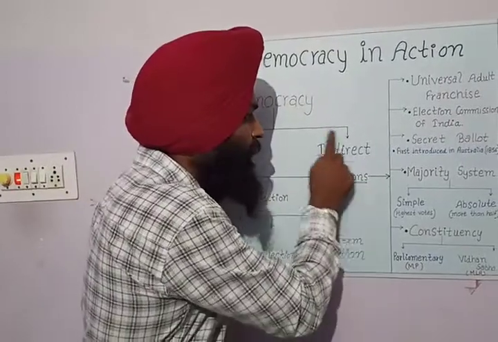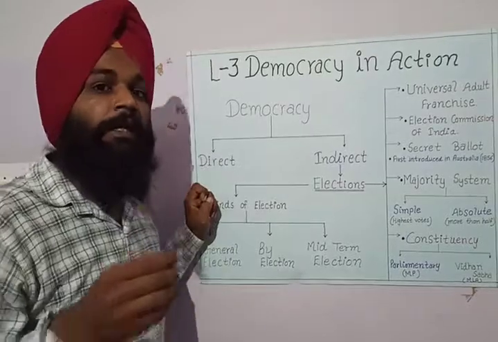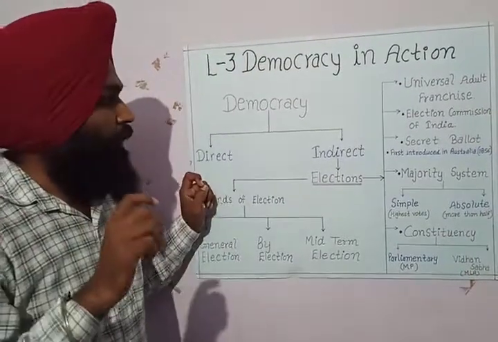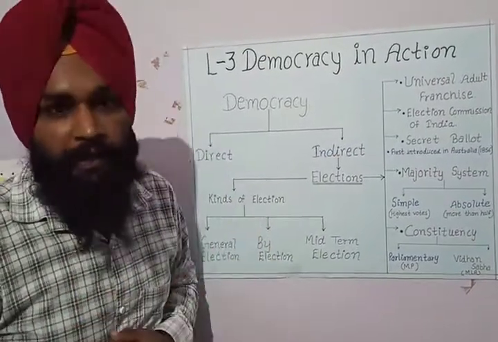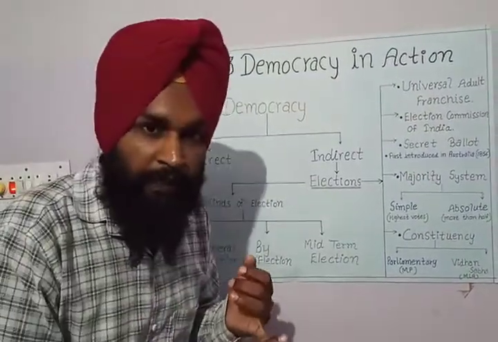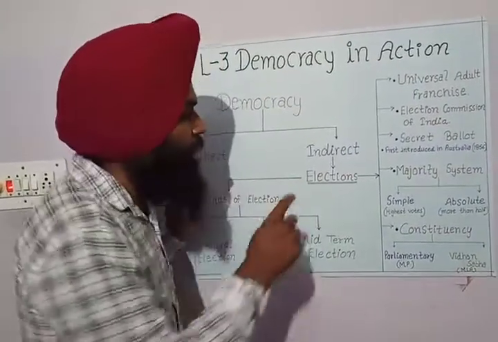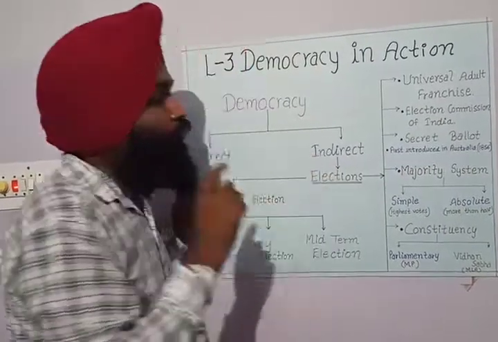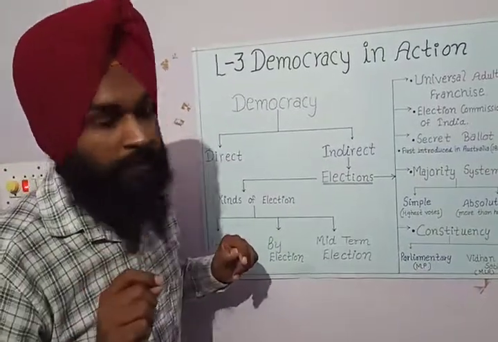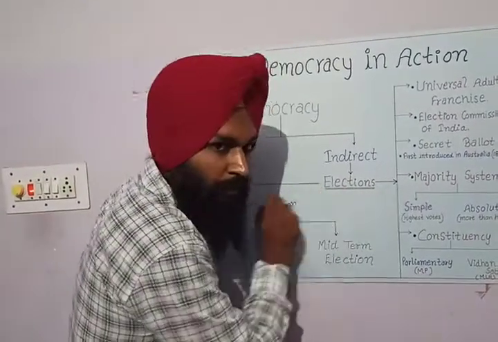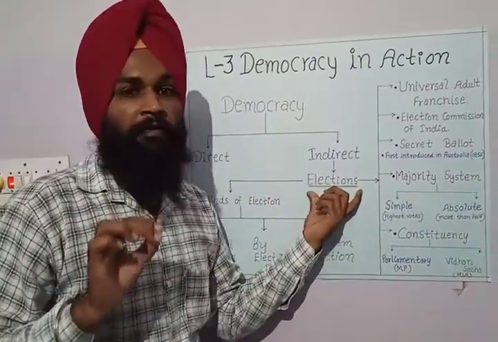And in indirect democracy, people participate indirectly. They do not participate directly. How? They choose their representatives, and their representatives take decisions on behalf of common people. That is called indirect democracy. To choose these representatives, we follow one process. It is called elections. Okay, beta? Everybody is familiar with the word election.